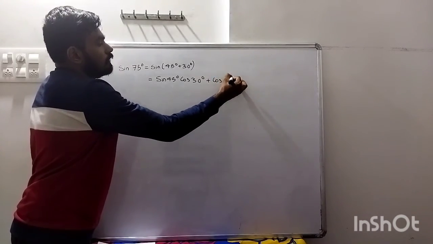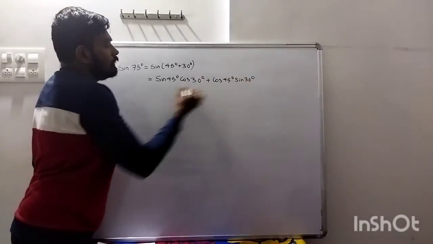What is sin of 45 degrees? After this we substitute the formula, sin x cos y plus cos x sin y, and then we simplify. What is sin 45? You have to remember. Sin of 45, using those triangles you can find. So now I will write directly, sin of 45 is 1 upon root 2. This you can find using the triangle.